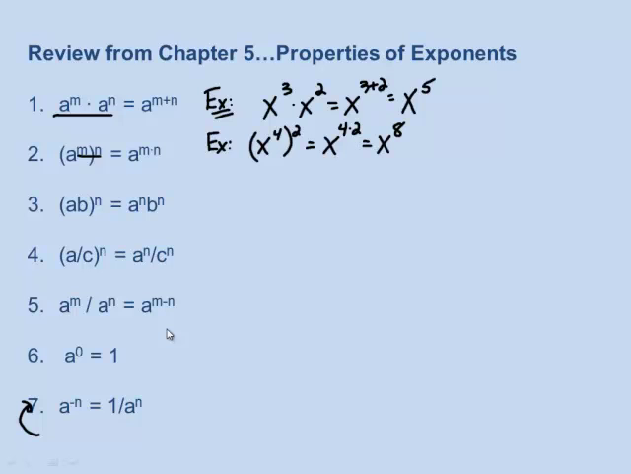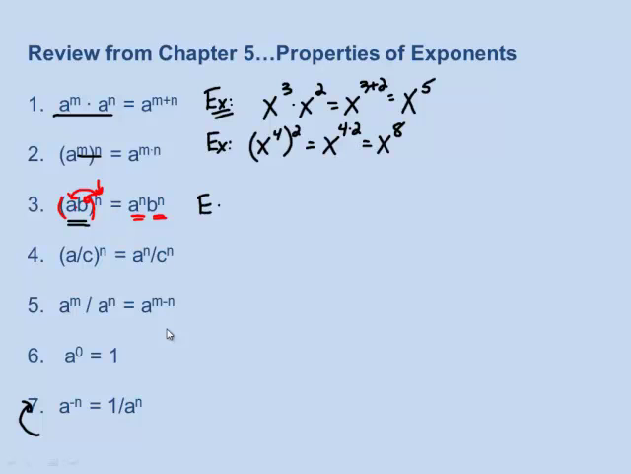Third property: if you have a group, and inside that group there is multiplication, and then that group has an exponent applied to it, you can split that exponent out to each of those factors individually and get an expression where each factor has that exponent attached to it, a to the n times b to the n.